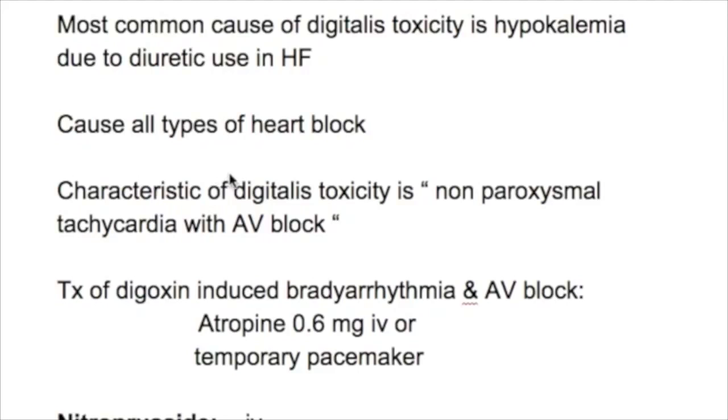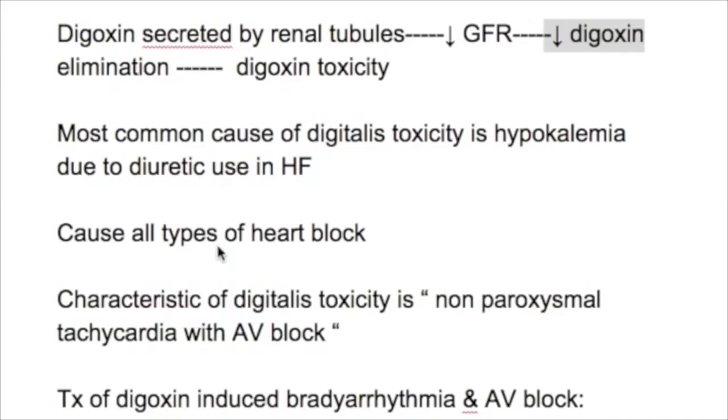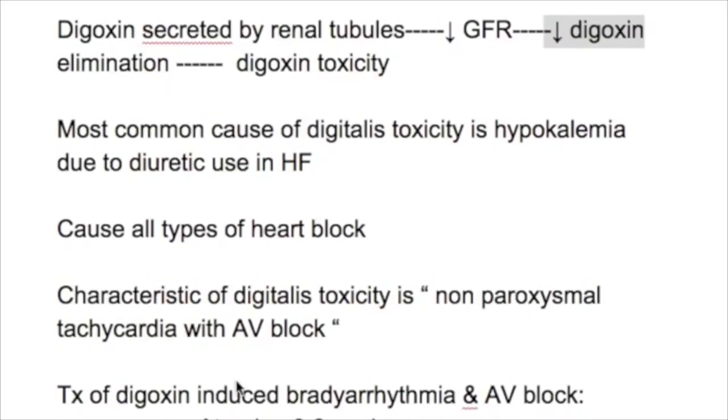What type of heart block does digoxin cause? Digoxin causes all types of heart block. But what is the characteristic heart block by digoxin? It causes non-paroxysmal atrial tachycardia with AV block. What is the treatment of digoxin-induced arrhythmia and AV block? Atropine 0.6 mg IV or a temporary pacemaker.